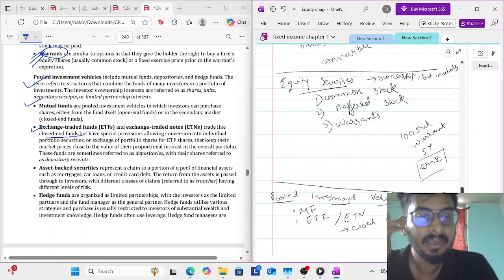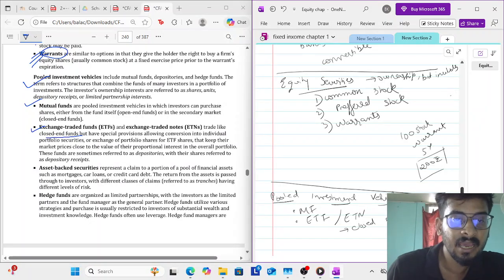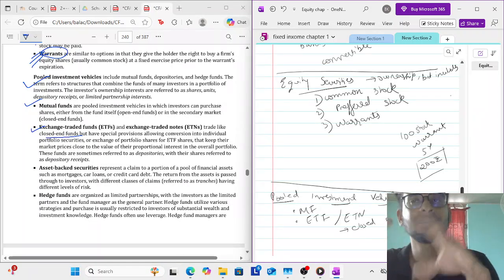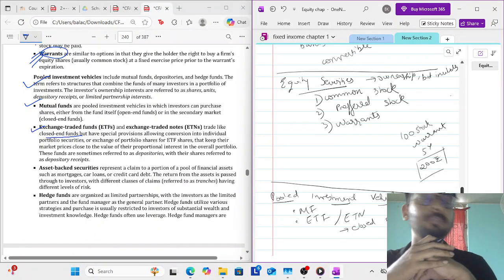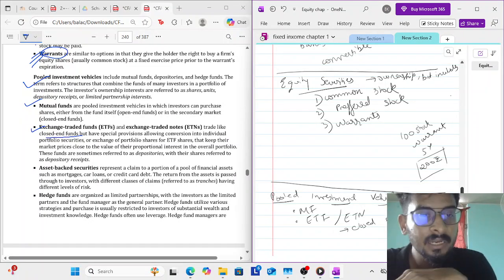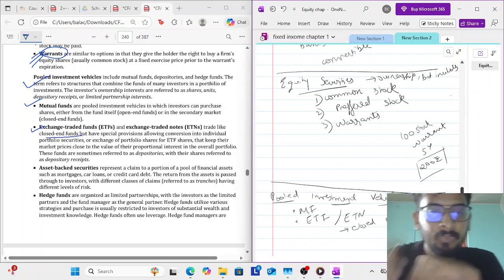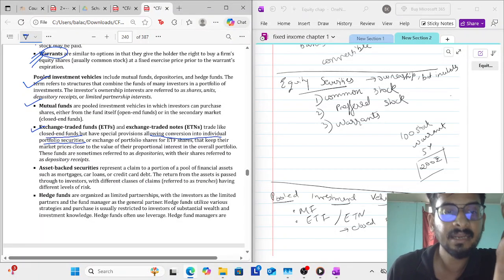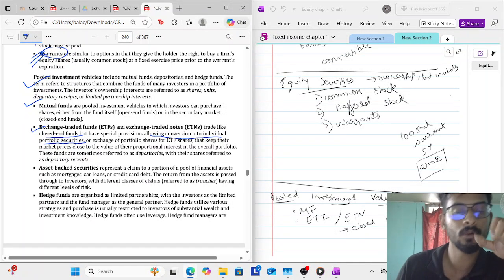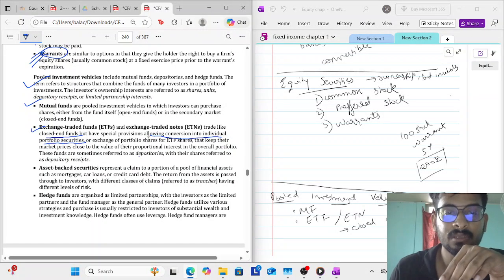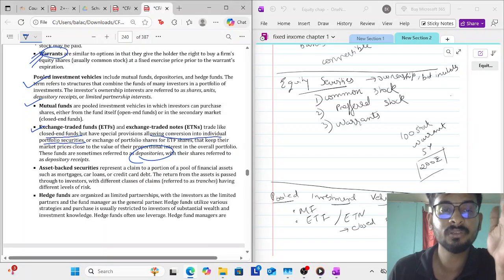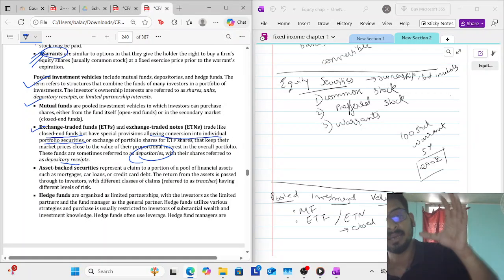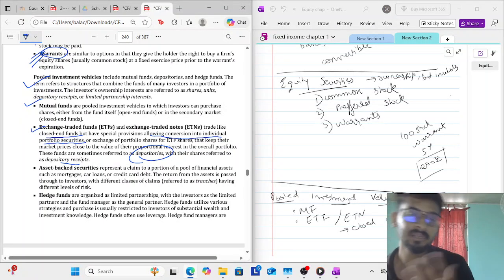So what it is telling is it has special provisions allowing conversion into individual portfolio securities. If I am holding an ETF, I can convert. ETF will have so many shares inside it. It's a pooled investment vehicle, so I have the authority to convert it into individual shares that keep their market price close to their proportional interest in their overall portfolio. These funds are sometimes referred to as depositories, with their shares referred to as depository receipts. So ETF and ETN funds are in an indirect way referred to as depositories, where the shares are referred to as depository receipts.